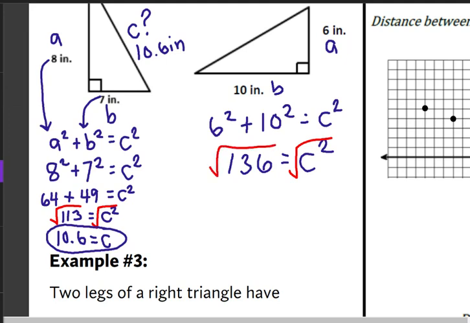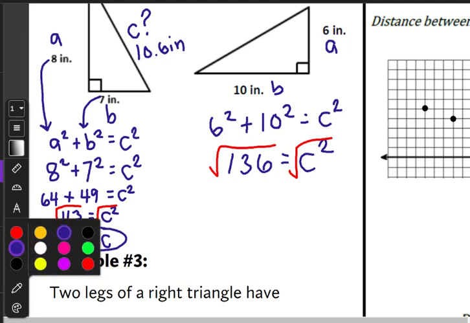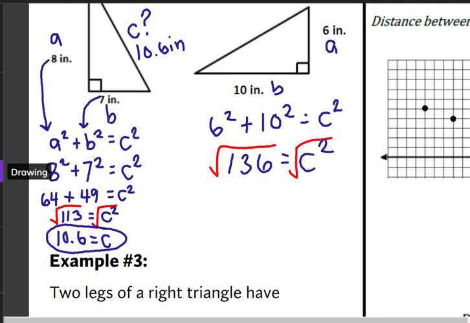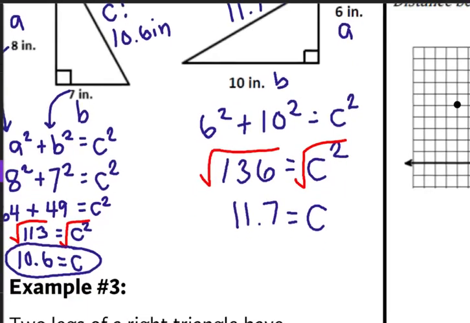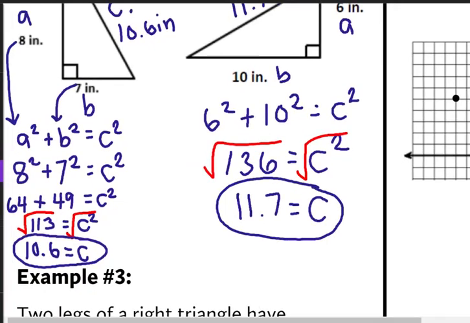Then I want to undo that squaring, so I will take the square root. Whatever I do to one side, I do to the other. I type it in my calculator again, remembering to hit the second button, hitting the square root, and then typing in 136. And you should get 11.7 equals C. Now before I circle my answer, I always like to double check: does that make sense? Would 11.7 inches as my C side length make sense? And it would. It would be the longest side because it's longer than 10. So I will go ahead and circle 11.7 as my answer.